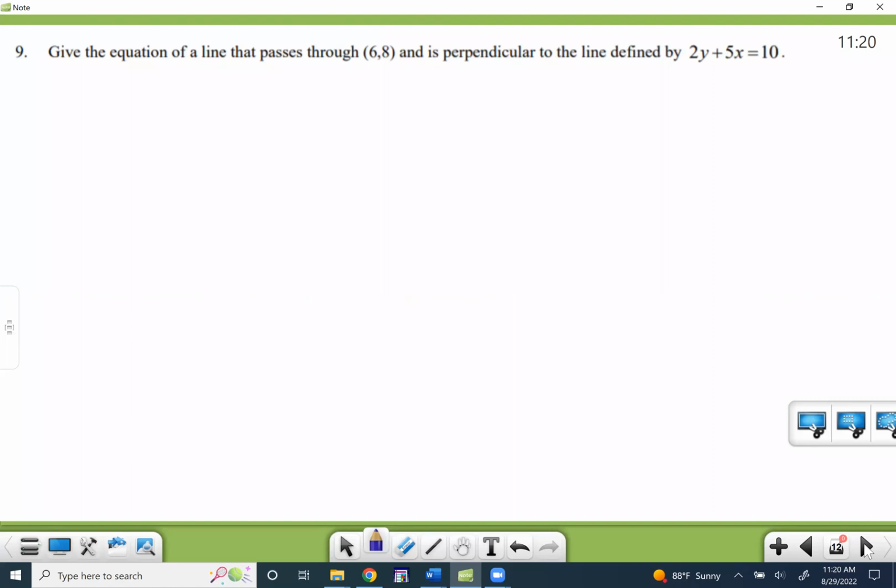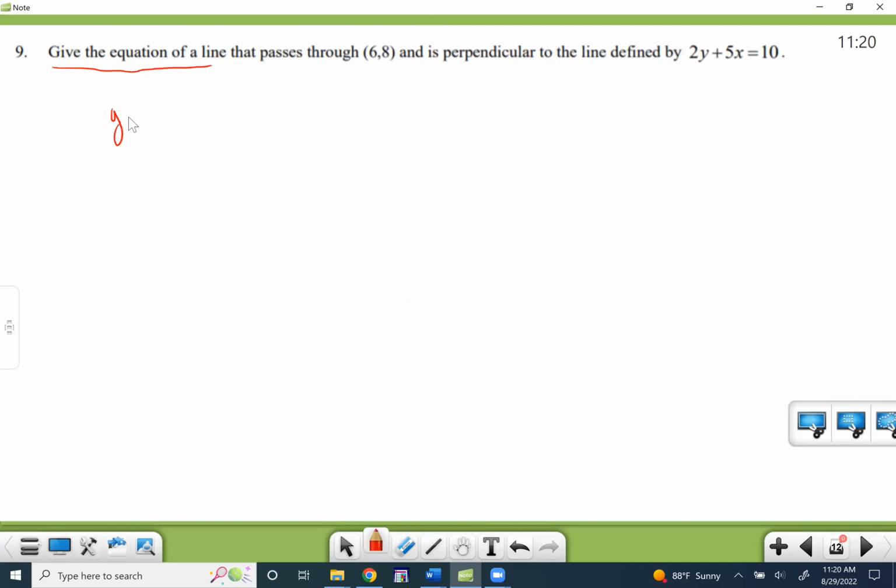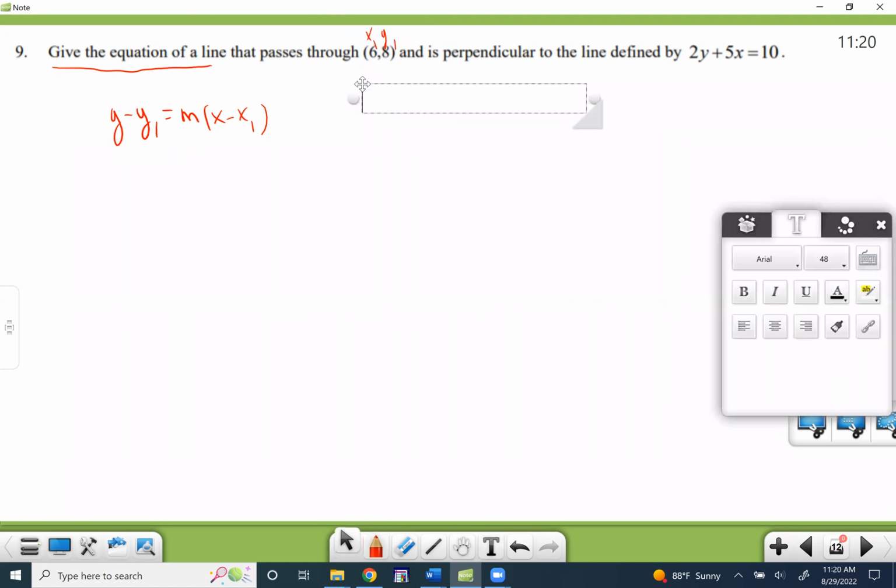Give the equation of the line. Okay, so again, write the equation of the line, so we know we're using point slope. We know our x1 and our y1. The only difference this time is they changed the word on us. So this is very similar to the last problem in that we need the slope still. But this time, instead of parallel, it's perpendicular.